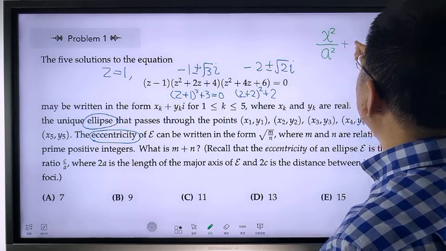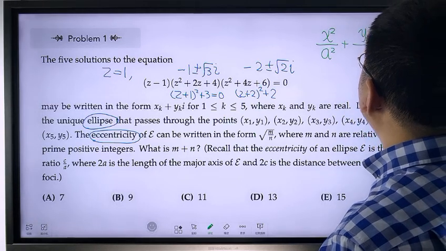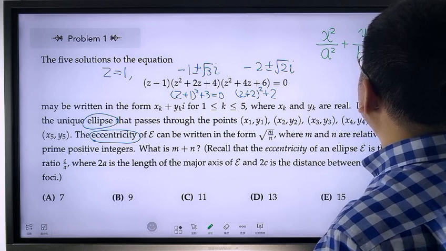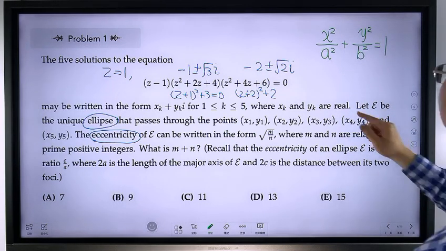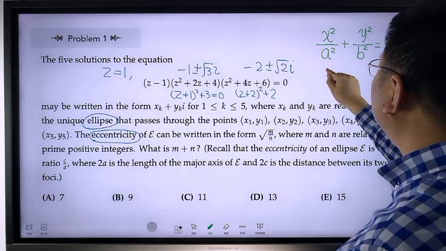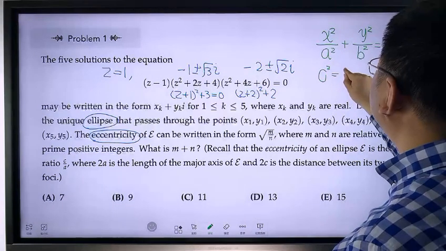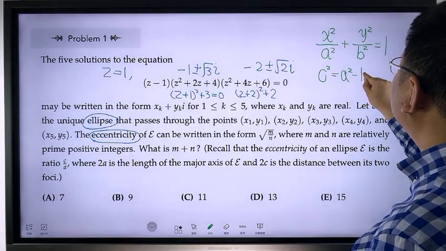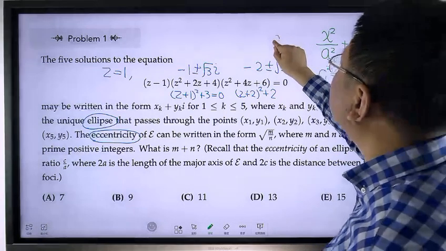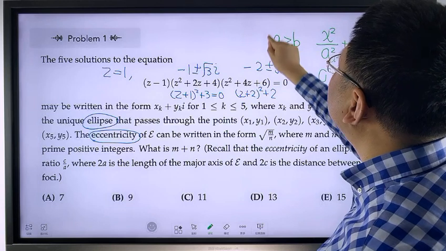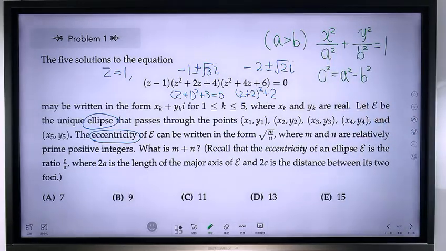x squared over a squared plus y squared over b squared equals 1. So that's the equation. And then c squared is defined as a squared minus b squared. And here, by symmetry, we may assume that a is greater than b. So those are the 2 key equations.